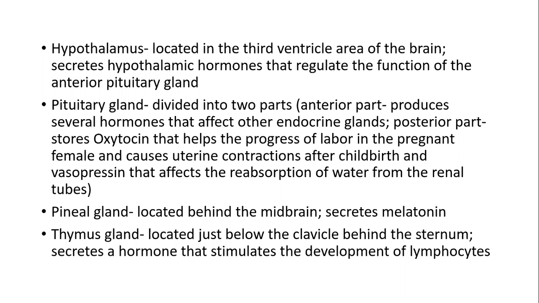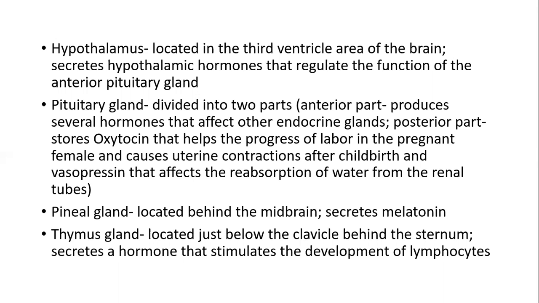The pituitary gland is divided into two parts. The anterior part produces several hormones that affect other endocrine glands, and the posterior part stores oxytocin that helps the progress of labor in the pregnant female and causes uterine contractions after childbirth, and vasopressin that affects the reabsorption of water from the renal tubes.